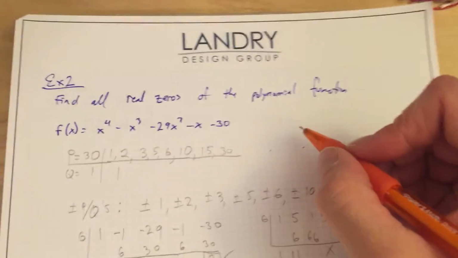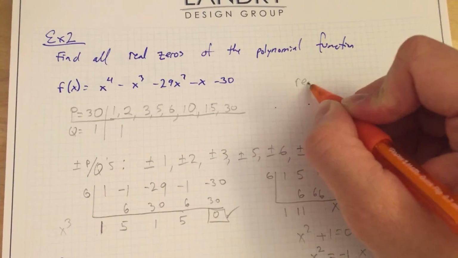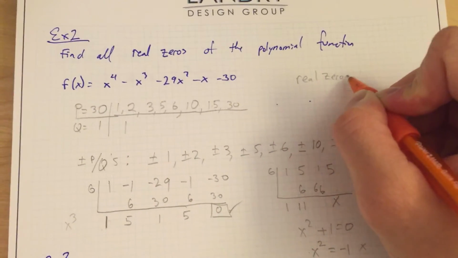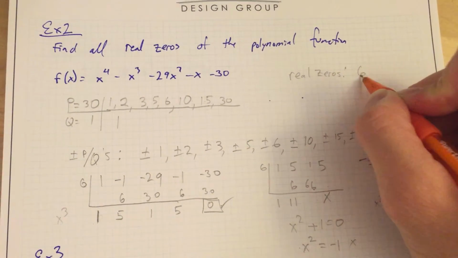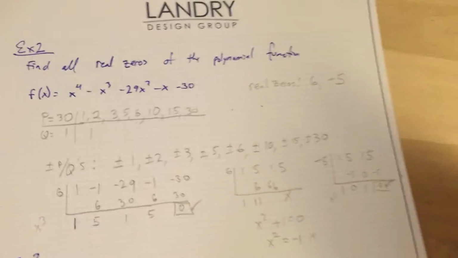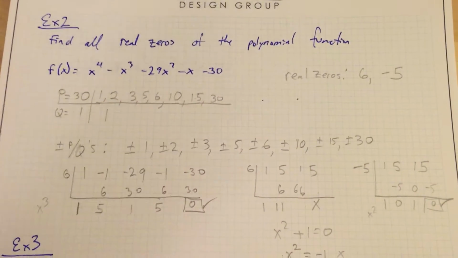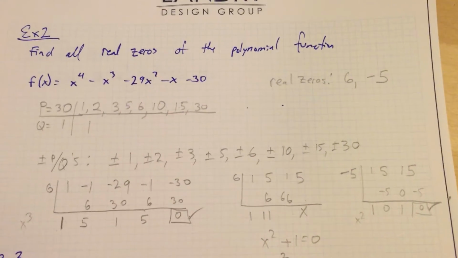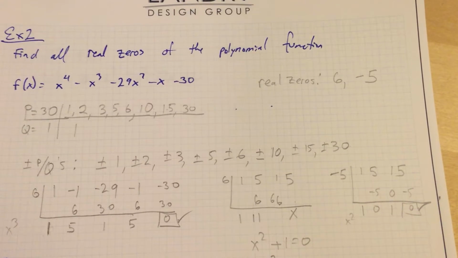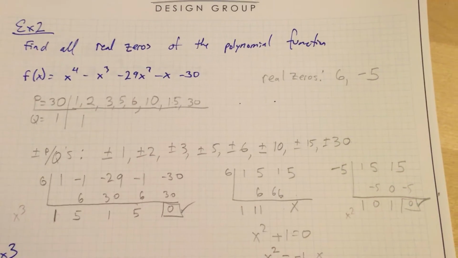So when we come back to our problem, real zeros, we only have 2, which is fine. 6 and negative 5. Sometimes we have more, right? Sometimes we could potentially have less, right? It all depends.